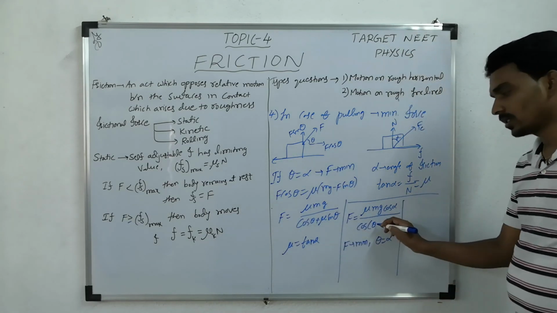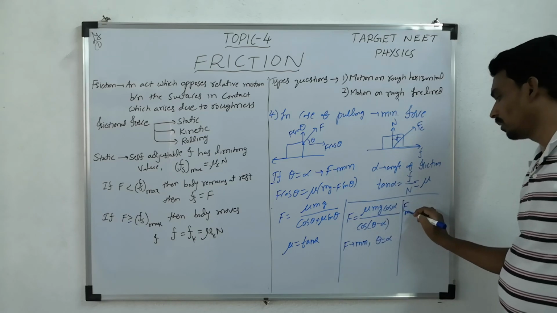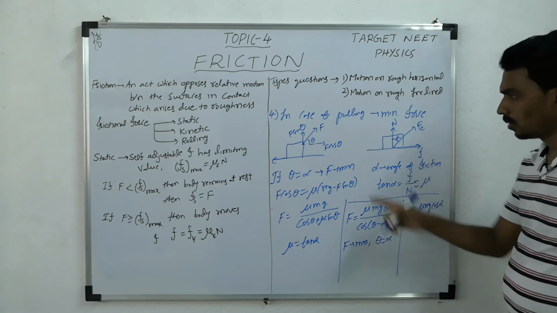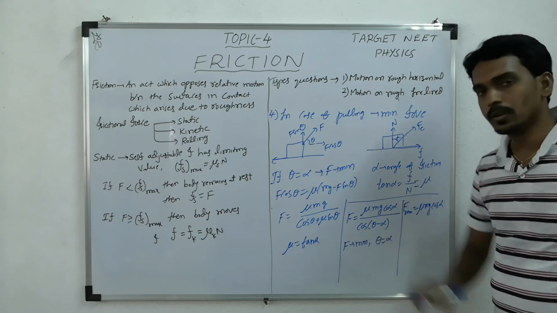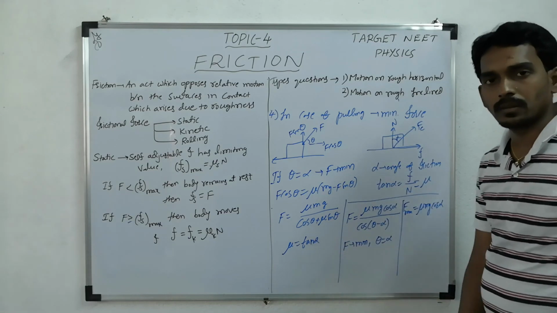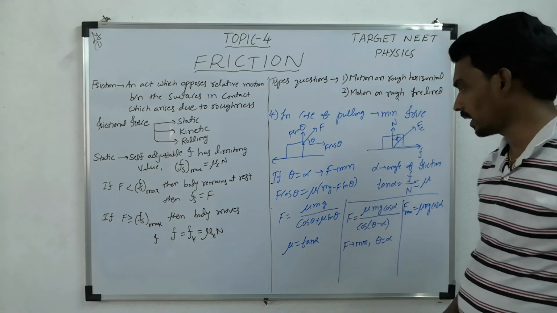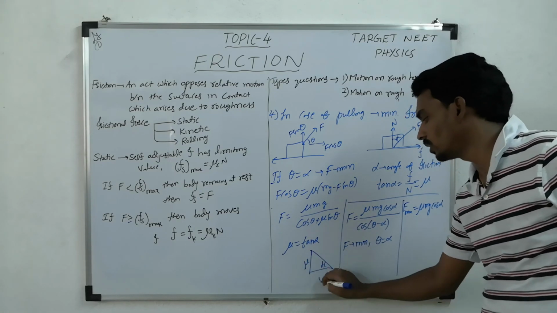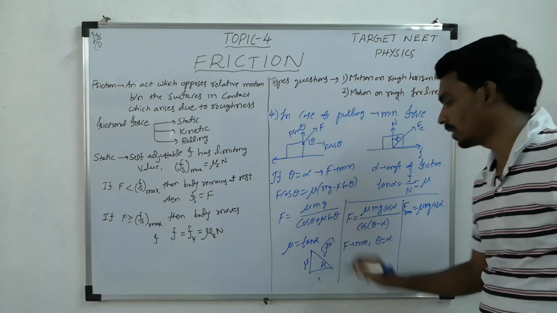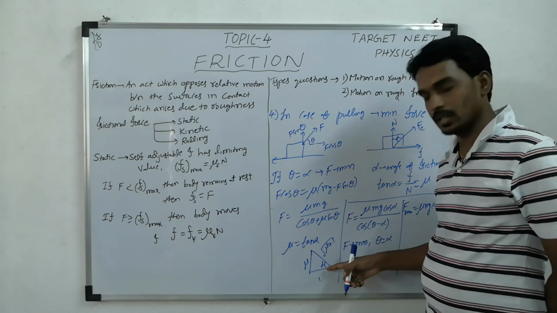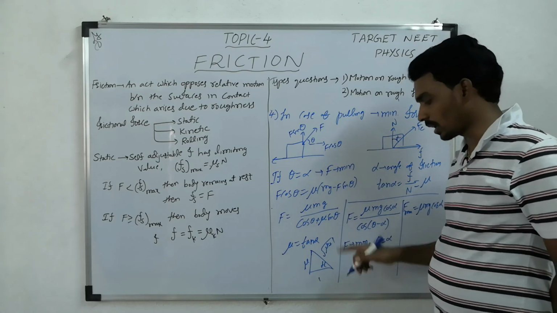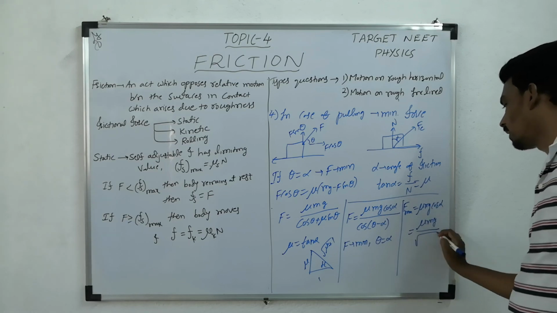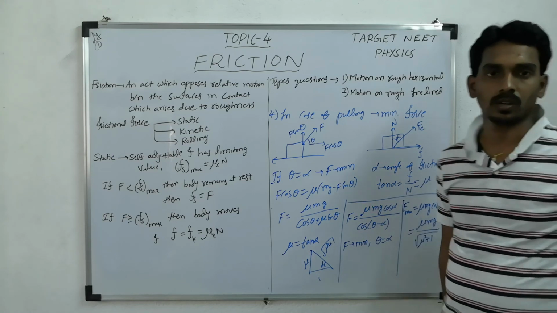So cos 0 is how much? 1. So F minimum will become mu mg cos alpha. Now tan alpha is mu. Then what will cos alpha become? You can take one right angle triangle with angle alpha. This side is mu, this is 1, and this is under root of mu square plus 1. Then what will cos alpha become? Adjacent by hypotenuse, 1 by root of mu square plus 1. Substitute here. So F minimum is mu mg by under root of mu square plus 1.